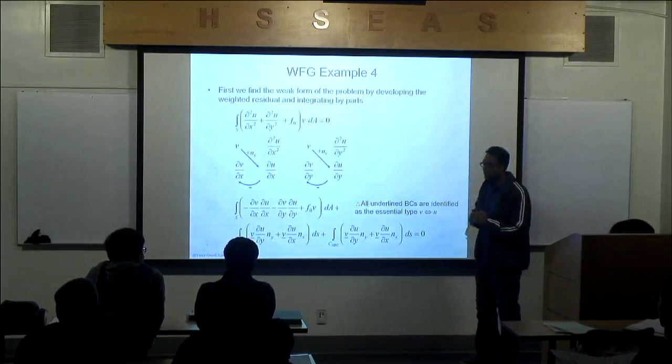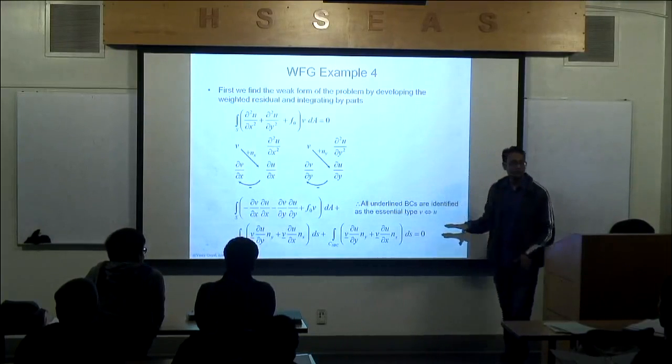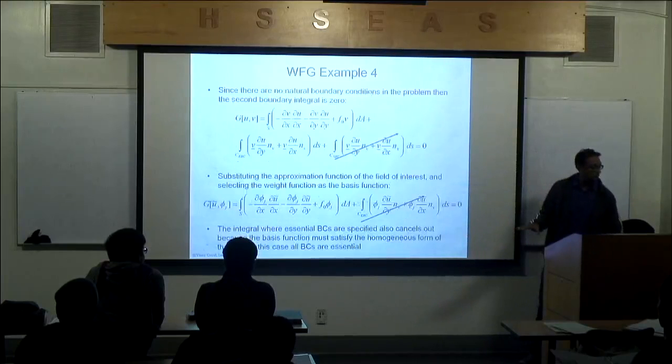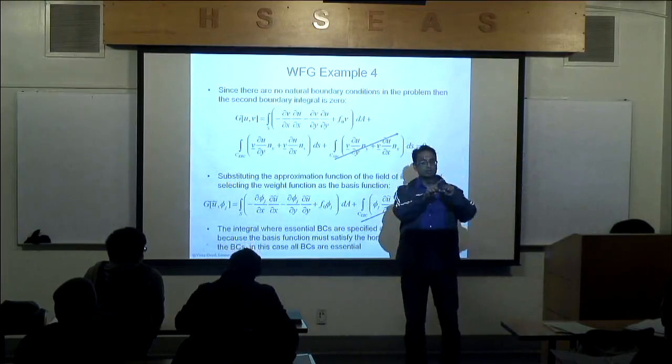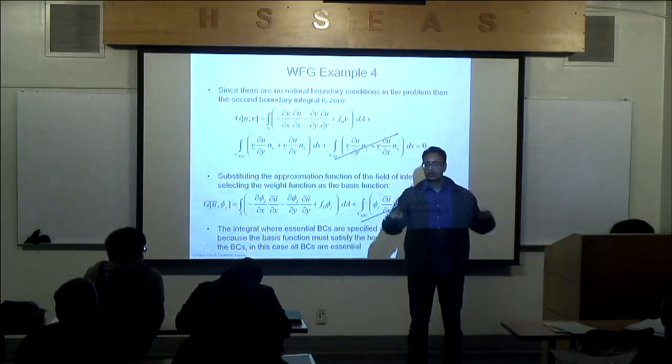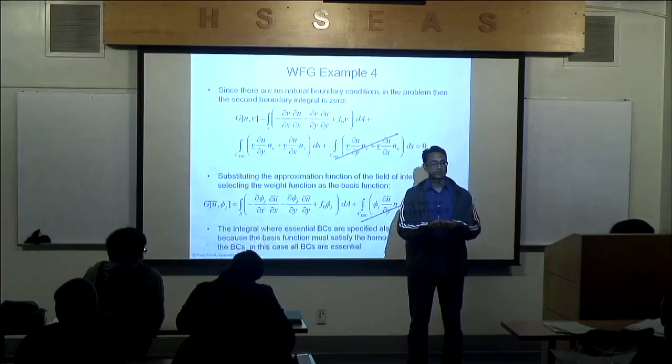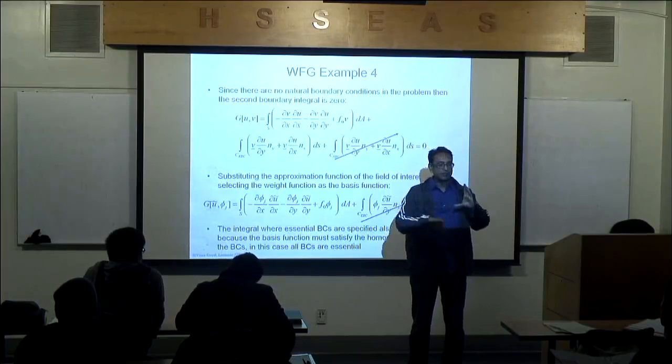Any questions so far? Okay. Then I'll look and realize that in this problem, the essential boundary conditions are basically all around the square. Do you agree? I have no portion that's natural.